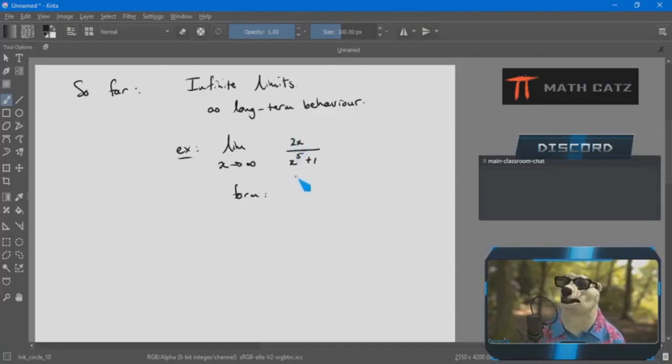But it is a little hand wavy, right? What I'm doing is look at, okay, how does just 2x behave as x goes to infinity? Infinity. It doesn't tell me how fast or anything really, but it tells me that it is growing as well. X to the 5 plus 1 also growing. Now, that's not a number.